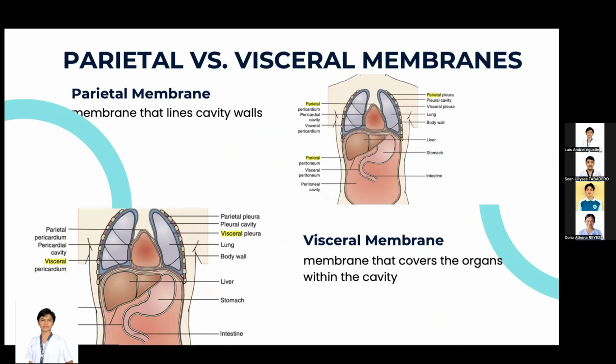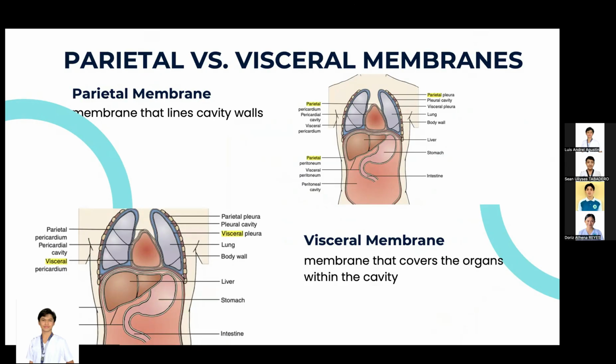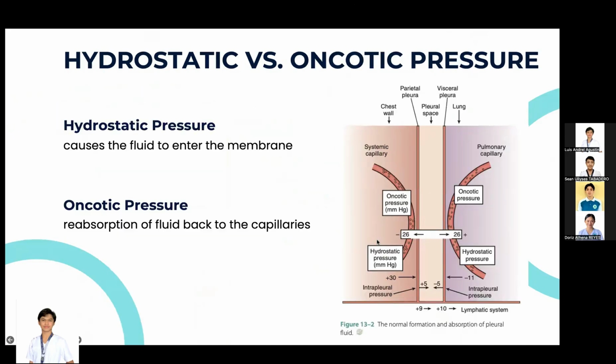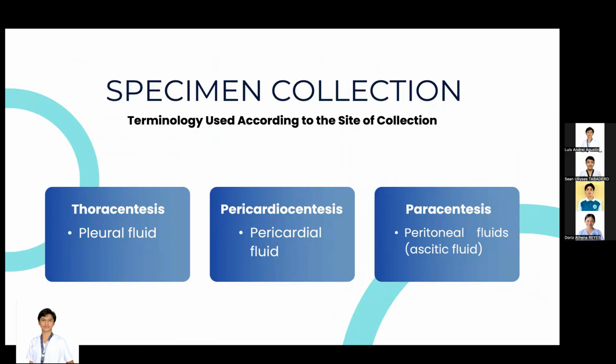This image compares the parietal and visceral membranes. The parietal membrane lines the walls of body cavities, while the visceral membrane covers the organs within those cavities. Next slide. For hydrostatic pressure, this pressure pushes fluid into the membrane, while the oncotic pressure reabsorbs fluid back into the capillaries. Next slide.